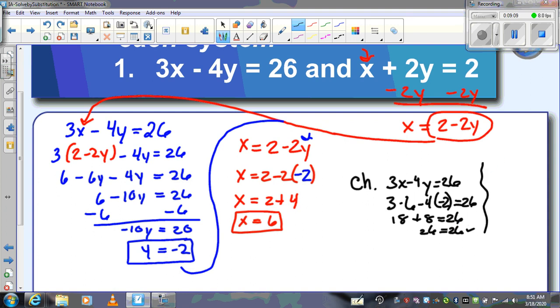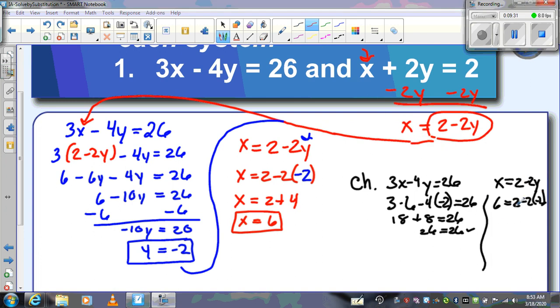And now I can do my other one. x plus 2y is 2. So that would mean, let's see, we have 6 plus 2 times negative 2. So 6 is equal to 2 plus 4, and yes, 6 does equal 6. All right, let's try another one.